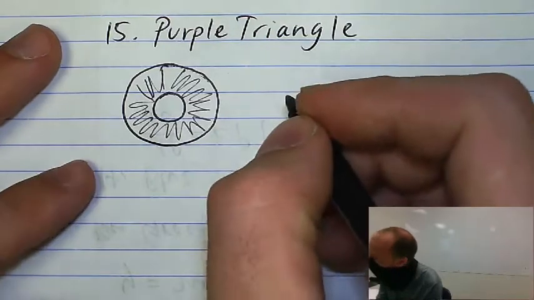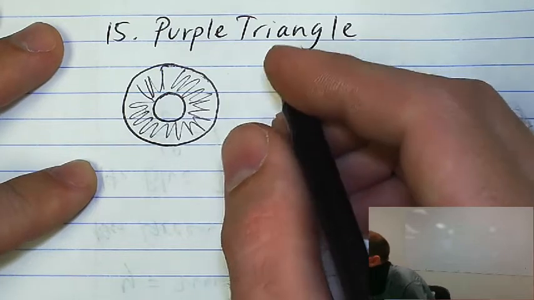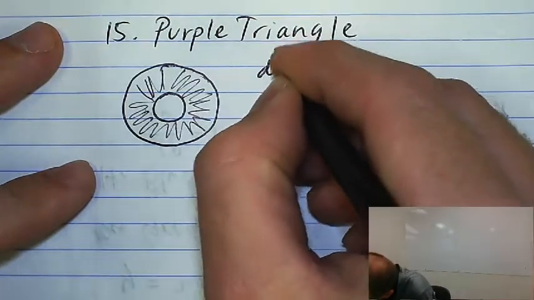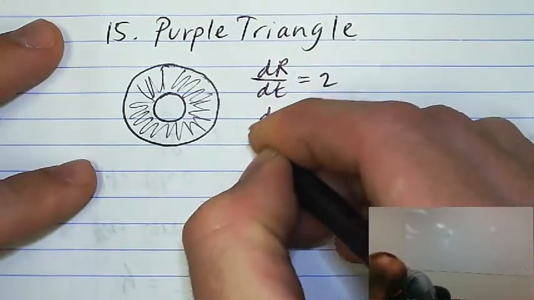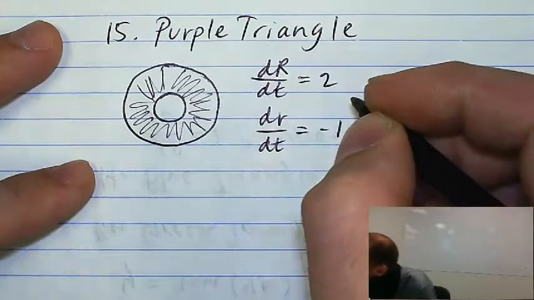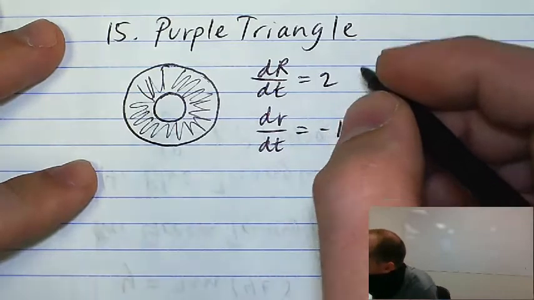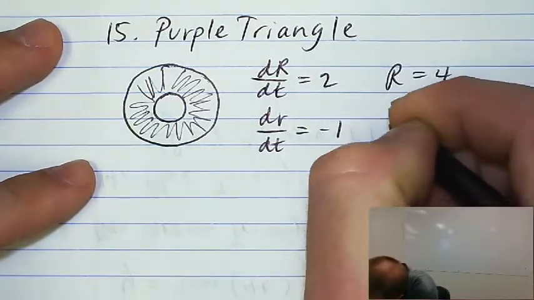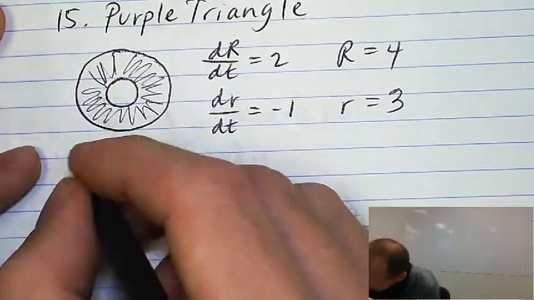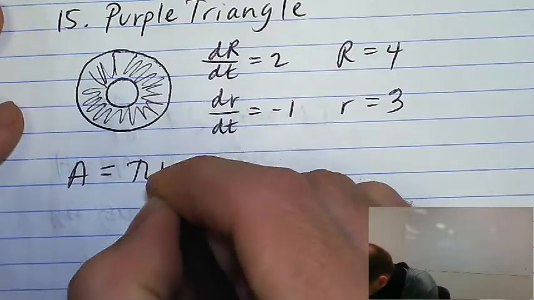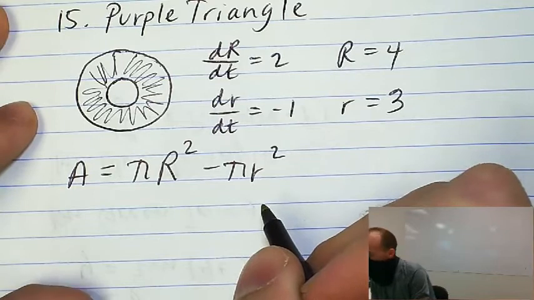So they give you all of the pieces that you need. The outer circle's radius is increasing at 2. So dr/dt, the large one, is 2. They tell you that dr/dt for the small one is -1, and when the large radius is 4 and the small radius is 3, that's what they're interested in. Well, I know that the area of the annulus is going to be pi r squared minus pi r squared. Big one minus small one.